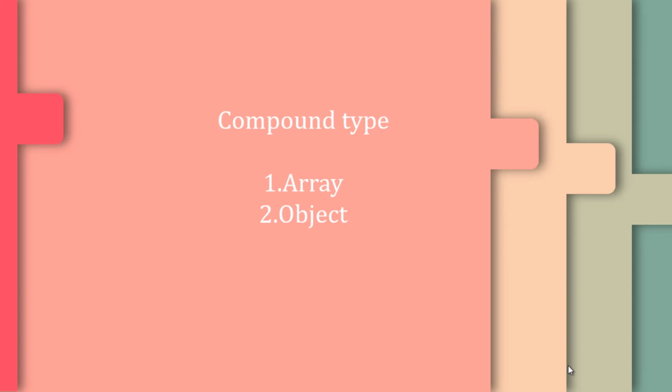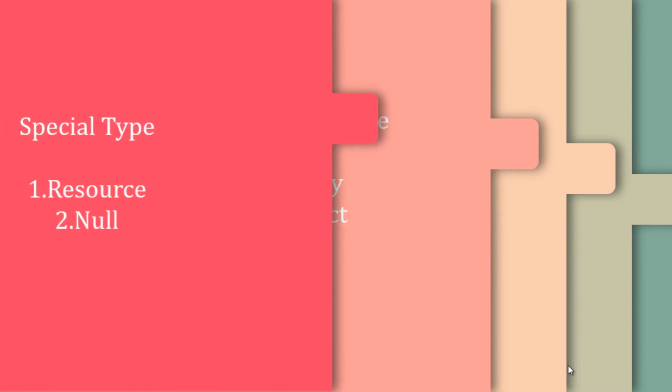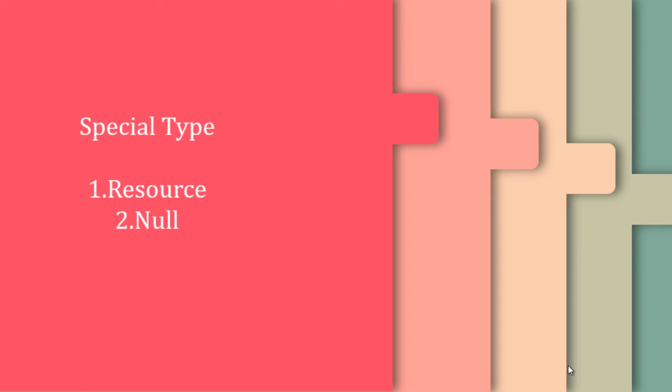Compound data can contain multiple values. There are 2 compound data types in PHP. First is array, second is object. Last is the special data type. There are 2 special data types in PHP. First is resource, second is null.